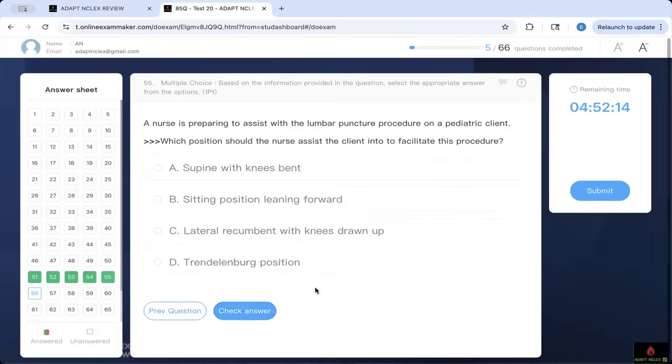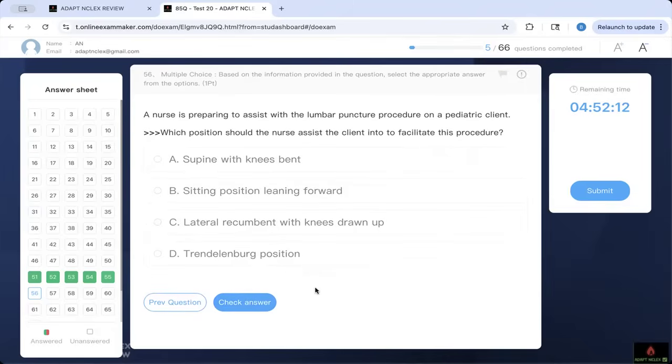Initial screening. And this is preparing to assist with the lumbar puncture procedure on a pediatric client. Which position should the nurse assist the client into to facilitate the procedure? What do you think? Lumbar puncture. You have to lay on your side. I have to go through the spine. What is the best position? Supine with the knees bent.